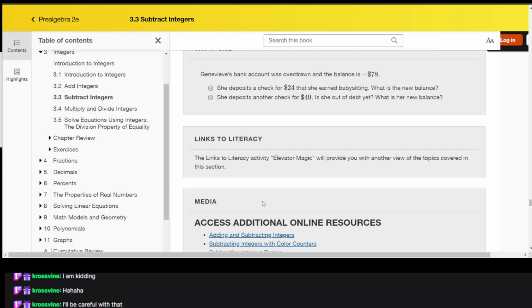Genevieve's bank account was overdrawn. The balance is -78. She deposits a check for $24 that she earned babysitting. What is the due balance? Deposits a check, so plus. She deposits another check for $49. Is she out of debt yet? What is her new balance?